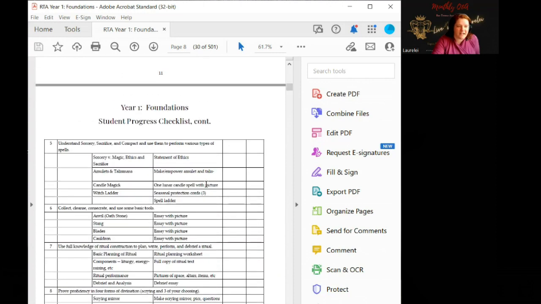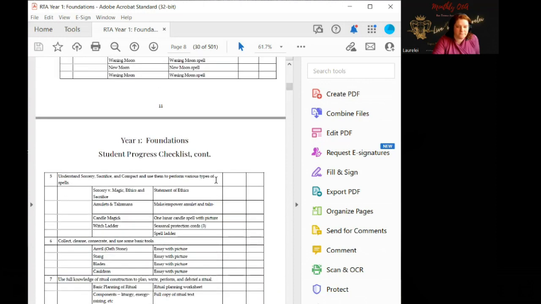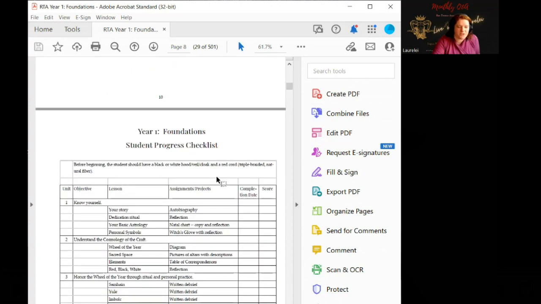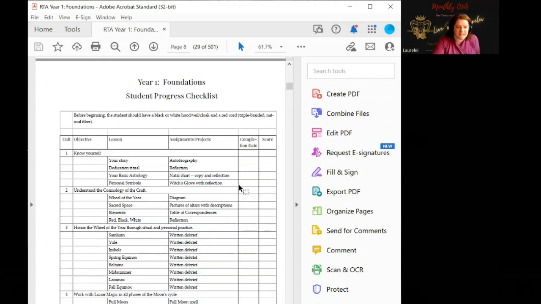Okay, so looking at the student progress checklist. This is that checklist that I mentioned that has all of the assignments listed in the same order that they are on your table of contents.